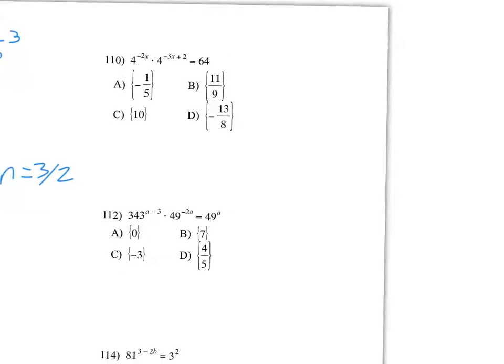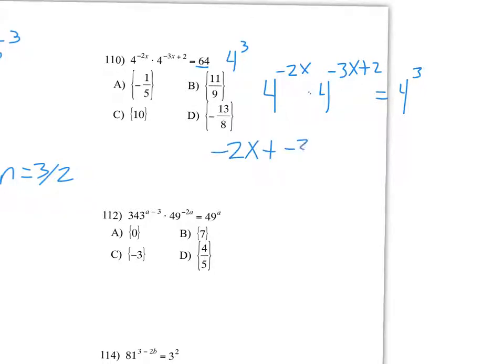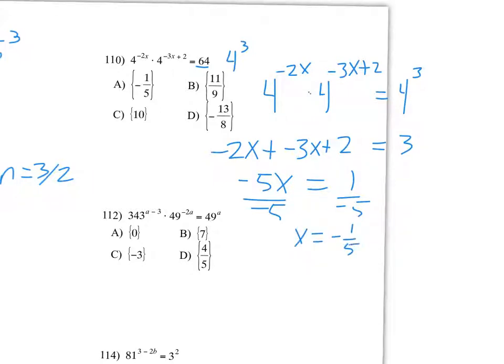Number 110, however, is pretty good as far as level of complexity. 64 is 4 to the 3rd. This becomes 4 to the negative 2x times 4 to the negative 3x plus 2 is equal to 4 to the 3rd. If I'm multiplying things, I'm going to add the exponents. Negative 2x plus negative 3x plus 2 is equal to 3. Combine negative 5x, move 2 to the other side, is equal to 1. Divide both by negative 5, and I get x equals negative 1 over 5.